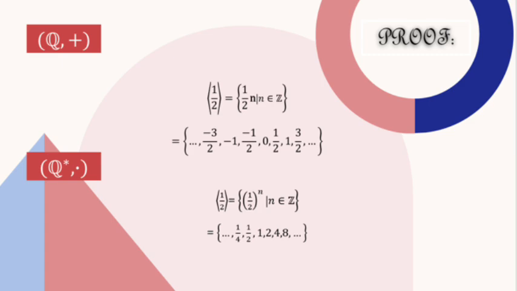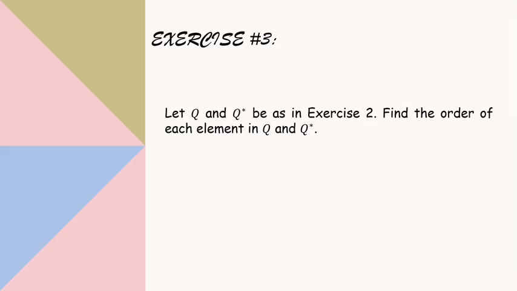-3 over 2, -1, -1 over 2, 0, 1/2, 1, and 3/2, and so on and so forth. For Q star, ⟨1/2⟩ is equal to 1/2 raised to n, where n is an element of the integers, equals 1/4, 1/2, 1, 2, 4, 8, and so on and so forth, in which the final answer is 2 raised to n, where n is an element of the integers. Now, let's go to the next page, which is exercise number 3.